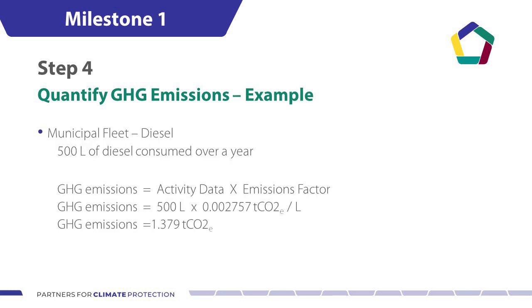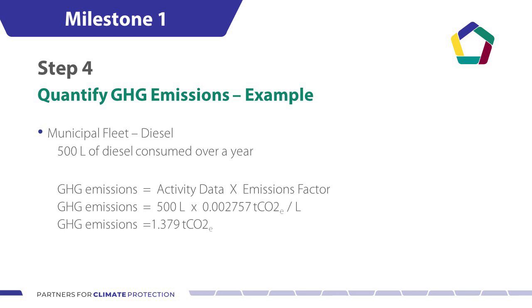So here's an example to help illustrate how to use this kind of translation. If we're trying to analyze our emissions from transportation in the municipal fleets, and we know that we've consumed 500 liters of diesel in a 1 year period, we can quickly use that formula. The activity data is our 500 liters in that year. And then our emissions factor we can get from the inventory report. I pulled that number from the report here. It's 0.002757 tons per liter. So that quickly gives us an estimation of what the emissions can look like. So 1.379 tons of CO2 equivalent in this case.